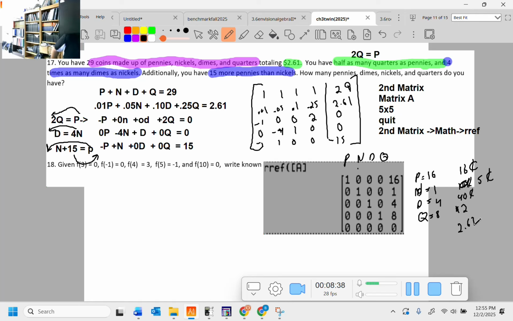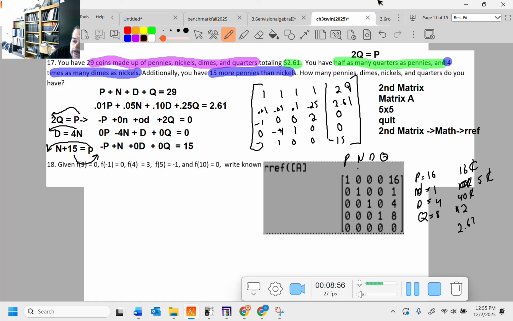Now, this will not be multiple choice because then all you'd have to do is add. Although I could make it so all the multiple choice answers add to $2.61. Tempting. But that's kind of hard to do and make you have 29 coins. So it will not be multiple choice at all.